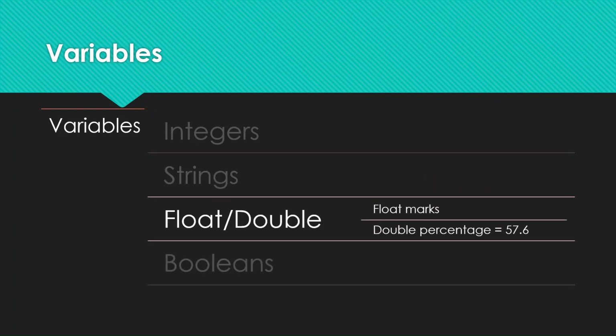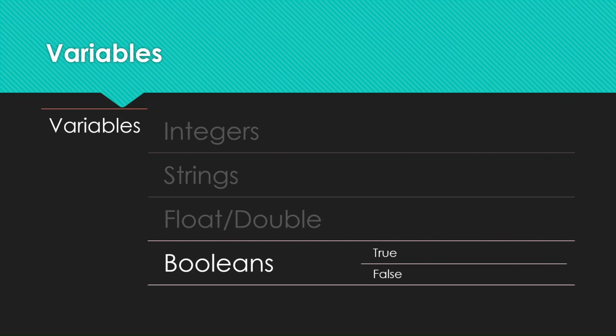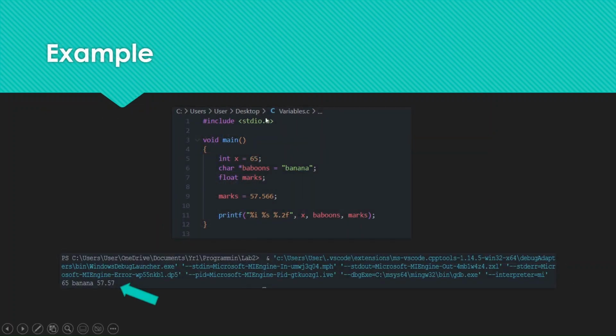The next one is float and double. So float and double are the same thing, just different namings. So you can see float marks and double percentage equals 57.6. So float and double can take decimals into account. And the last one is booleans, which is just true or false. But if you want to use booleans in the coding, you have to include the stdbool.h library so that you can use the booleans.